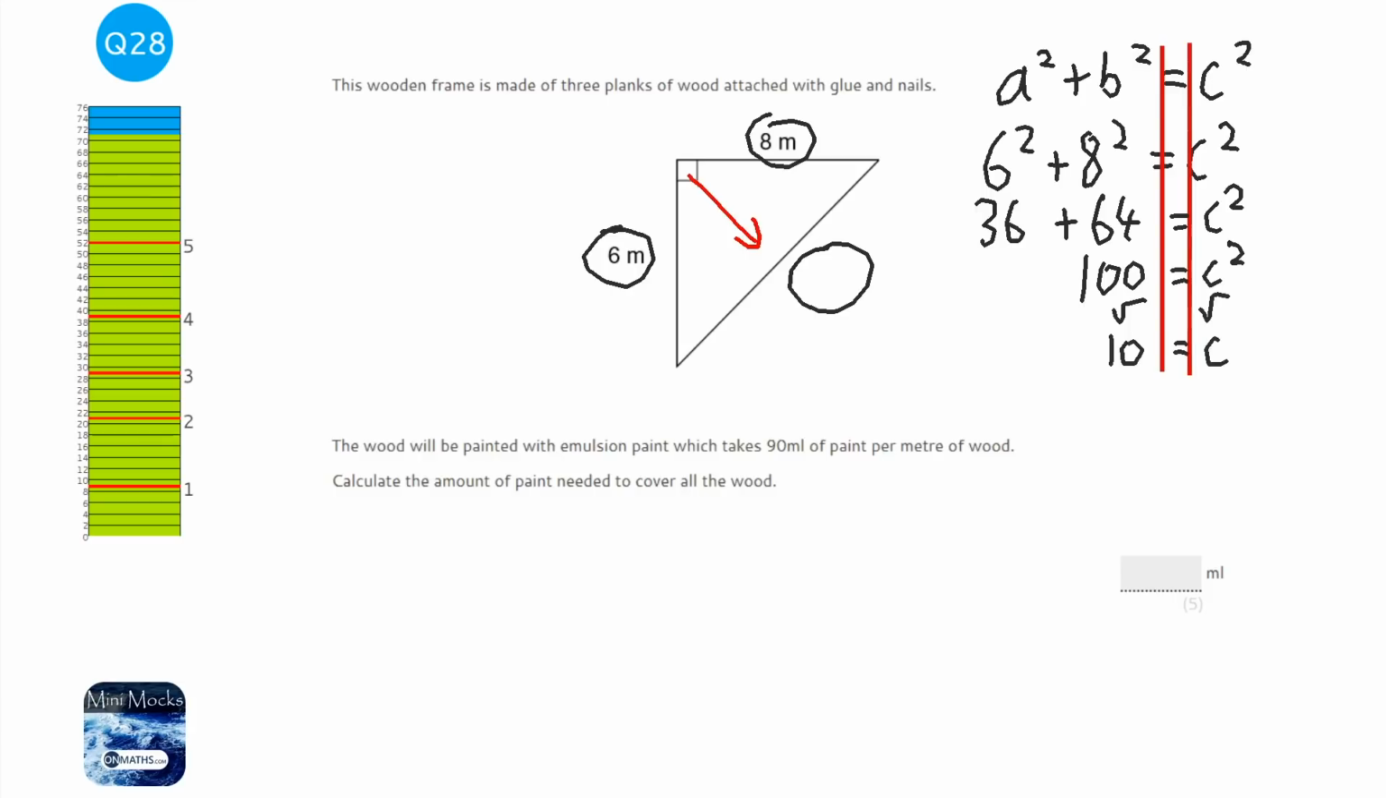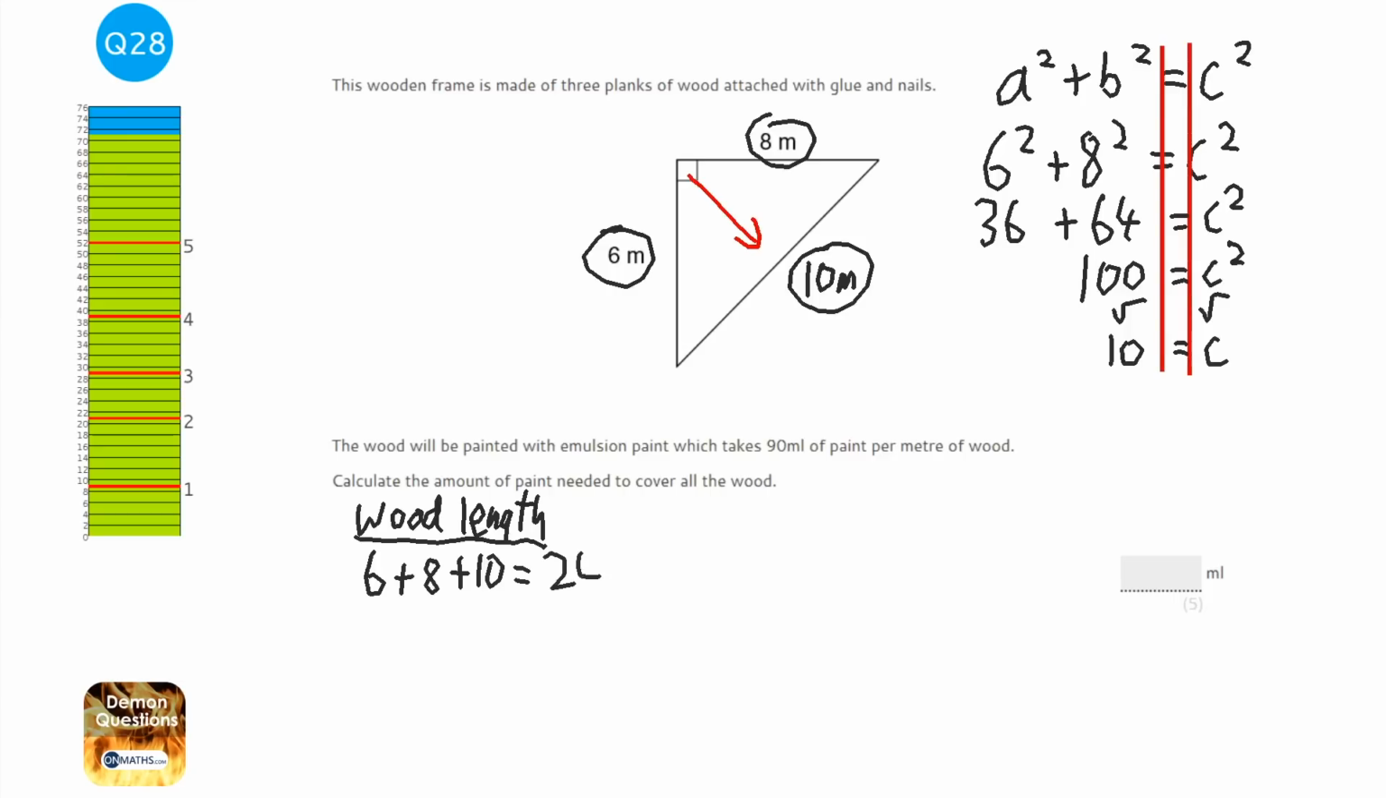Now, when you square root, you get a negative as well, but since it's a length, it can't be negative, so it's just going to be 10. So c is 10, so we know that that's going to be 10 metres. And it says it takes 90 millilitres of paint per metre of wood to cover it. So what we're going to have to do is work out how much wood we have. So I'm going to say to the examiner wood length or something. Always try and describe to the examiner what you're doing. So we're going to do 6 plus 8 plus 10. So 6 plus 8 is 14 plus 10 is 24.